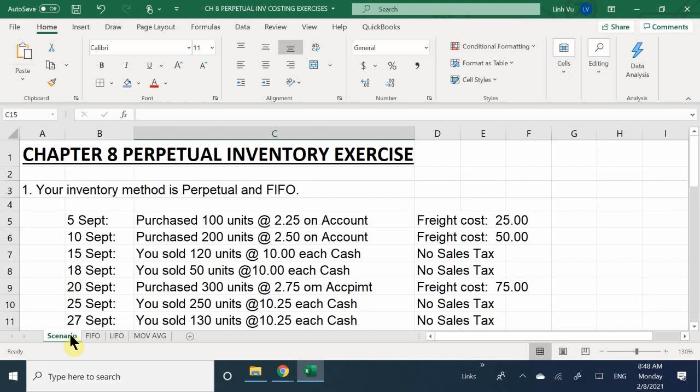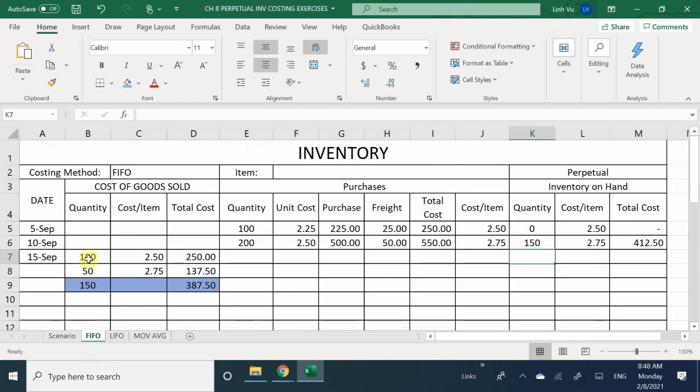I think we need to make a correction. It was only 120 units that were sold on the 15th. It was 120? Oh, I'm so sorry. Thank you. Okay, so this is 120. And because I cell referenced, it automatically updated my inventory on hand. Now I have 180. Thank you, Dan.